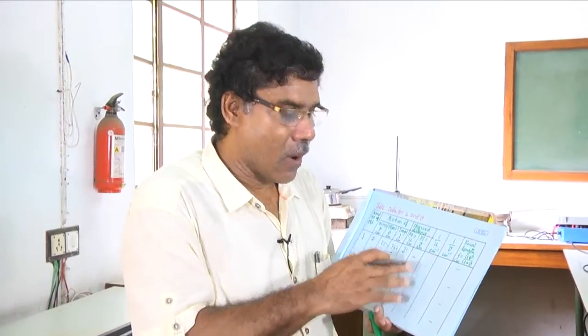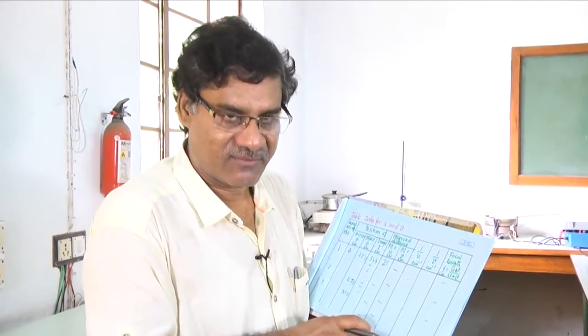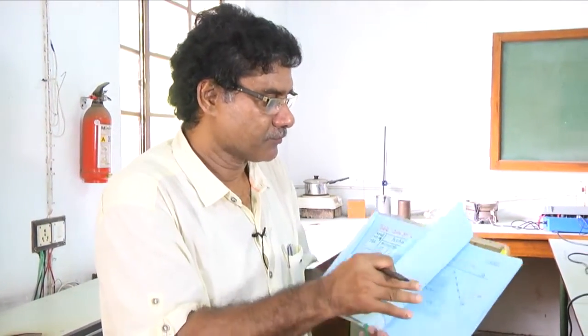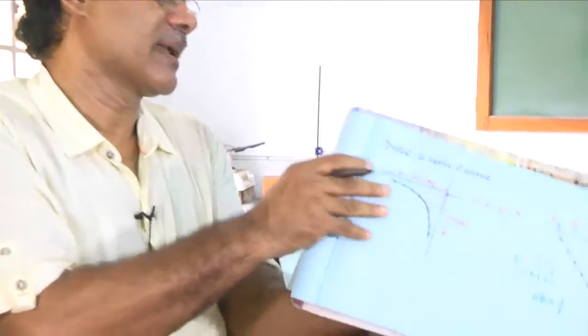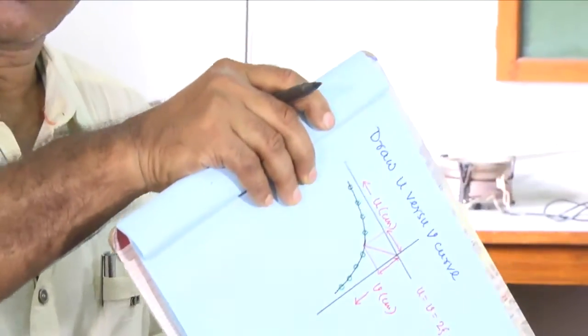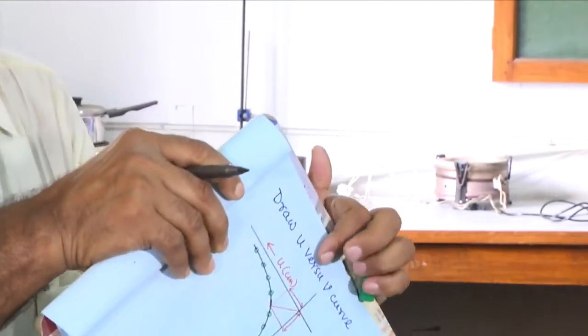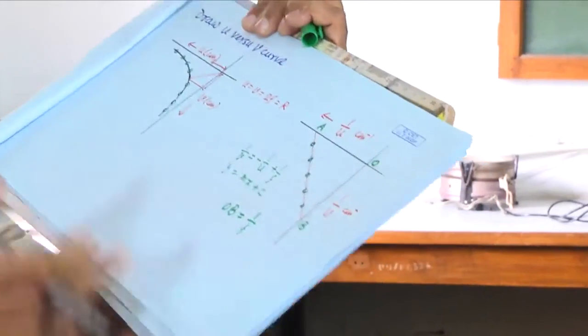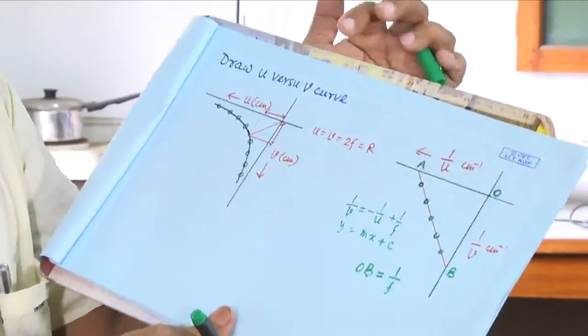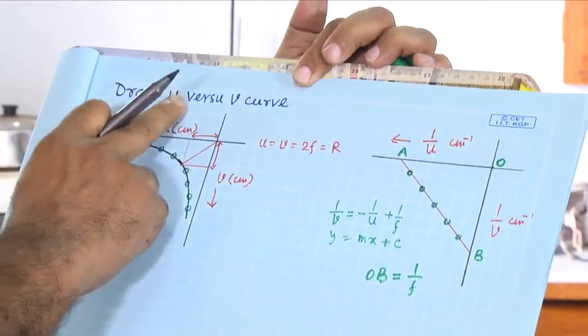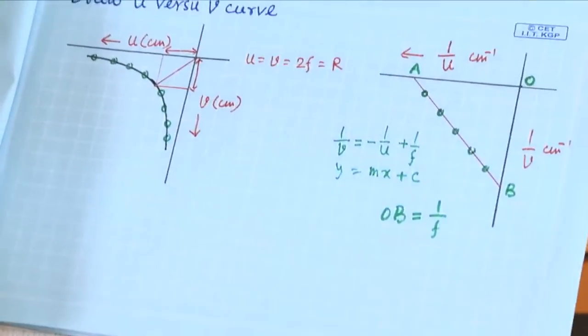Also you can plot 1 by u versus 1 by v graph. From there also you can find out the f. So basically, after taking data u versus v, you can calculate 1 by u versus 1 by v. So draw the u versus v curve.